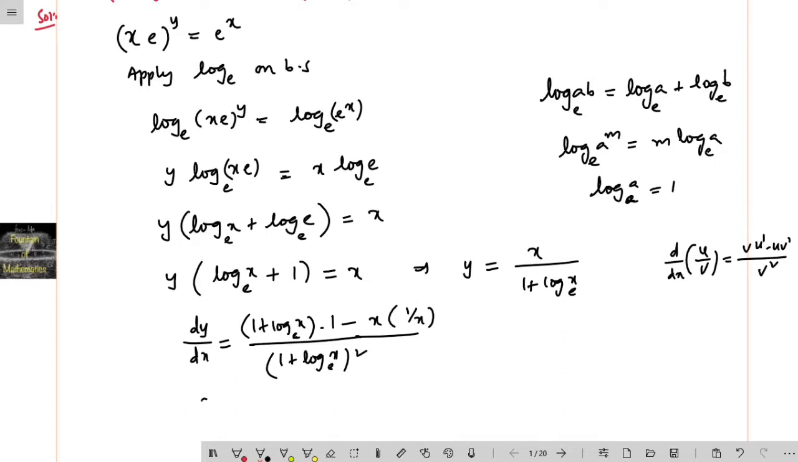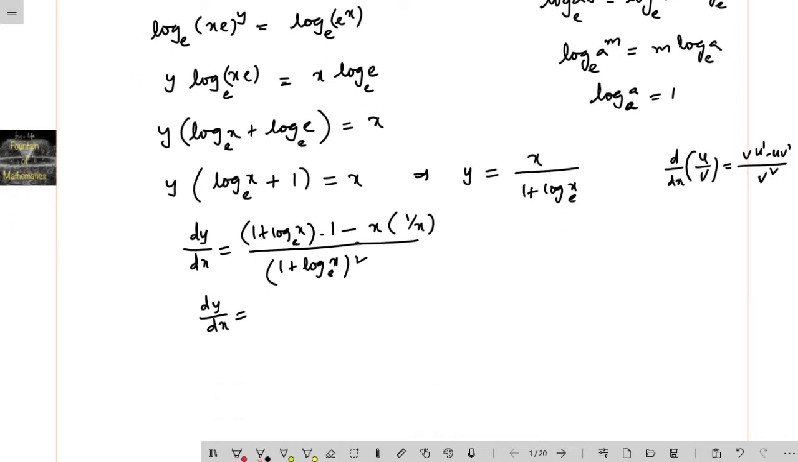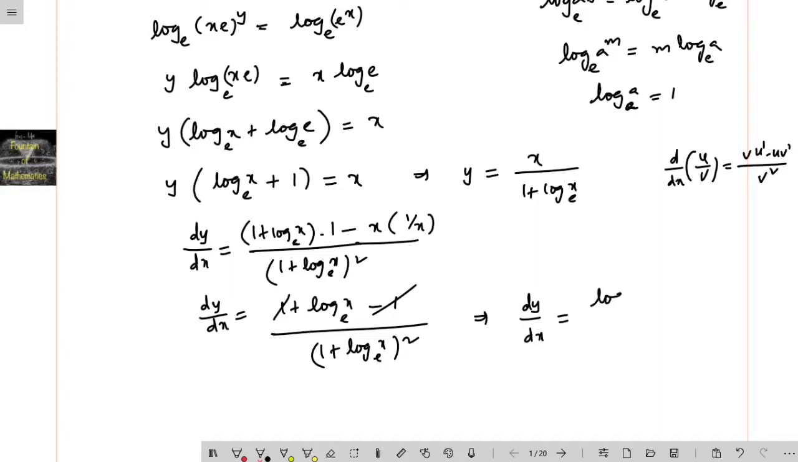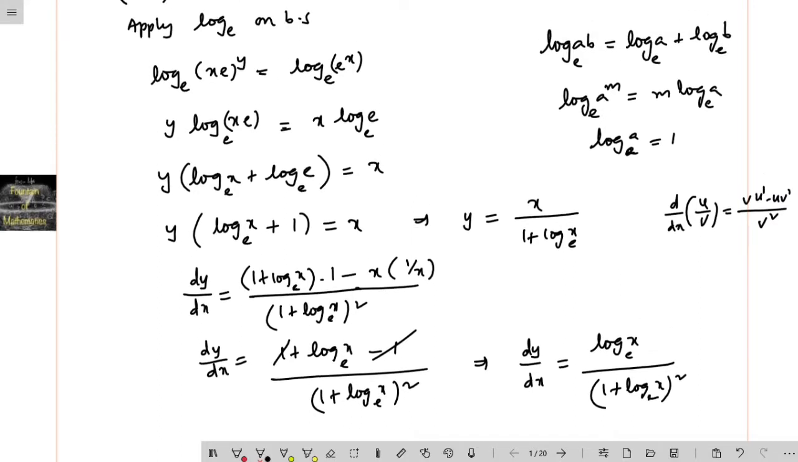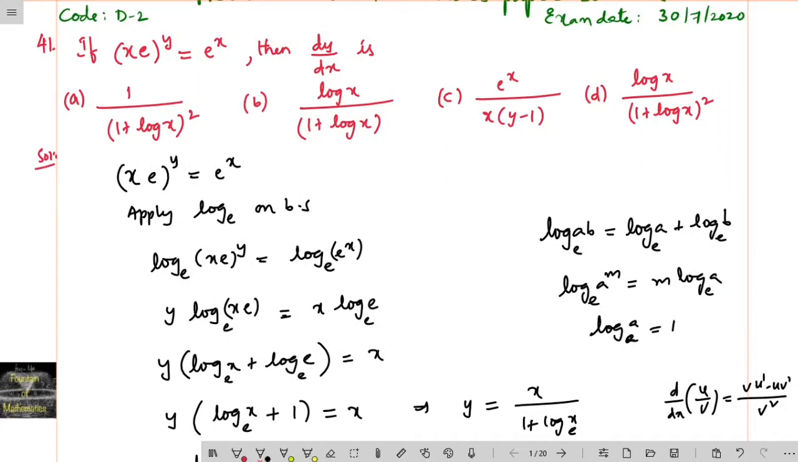So this we can also write as dy by dx is equal to 1 plus log x to the base e minus 1, divided by 1 plus log x to the base e whole square. So 1 gets cancelled. So we have dy by dx is equal to log x to the base e divided by 1 plus log x whole square. So we can go with option, this is option D. Okay, right. So we'll move to the next question.